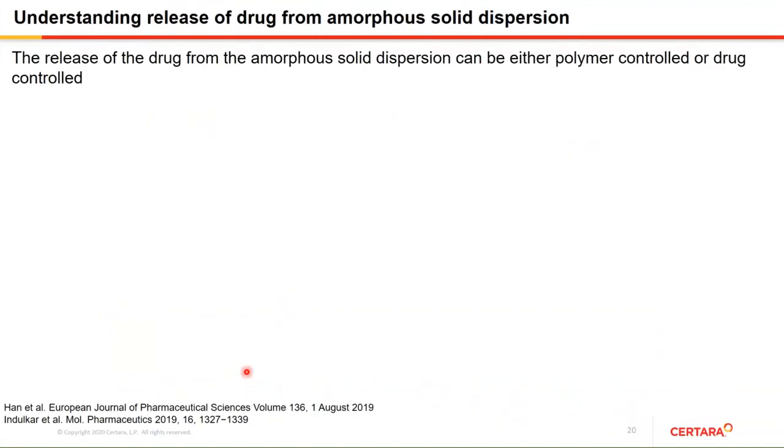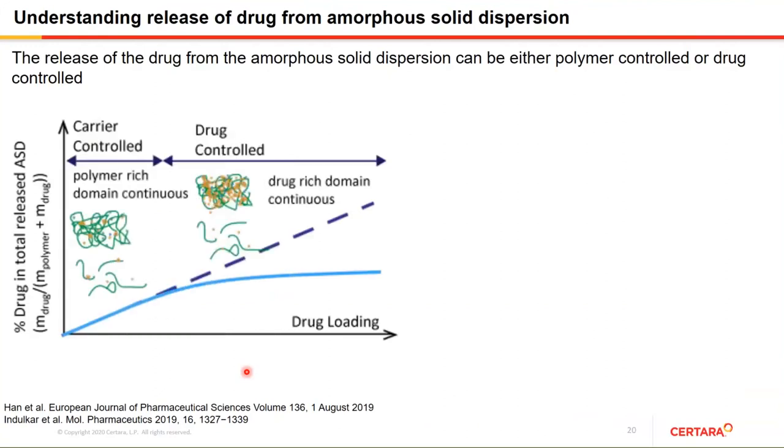Another thing before moving on to the dissolution modeling I wanted to discuss is the release of drug from the amorphous solid dispersion. The release of drug from the amorphous solid dispersion is quite complex, and it can be either polymer controlled or drug controlled. So this is a graph which is published by Han et al. And it's quite a good description of what can be happening.